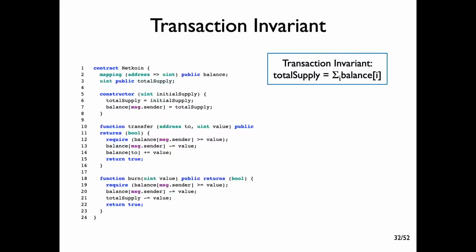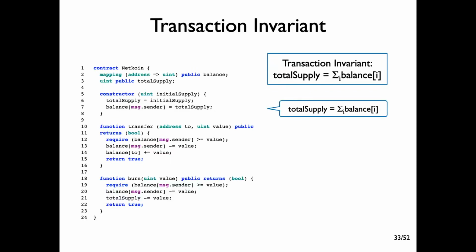I will illustrate the concept of the transaction invariant with a concrete example. Let's consider a contract in the slide. Given this smart contract, VeriSmart infers the transaction invariant. The summation of balances is equal to total supply. We can check this invariant inductively.